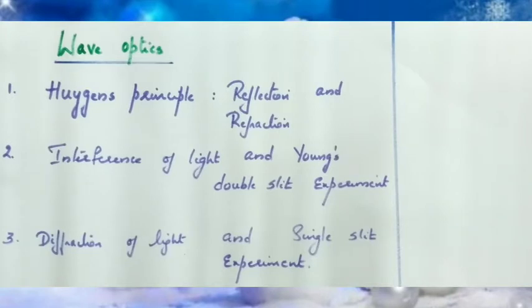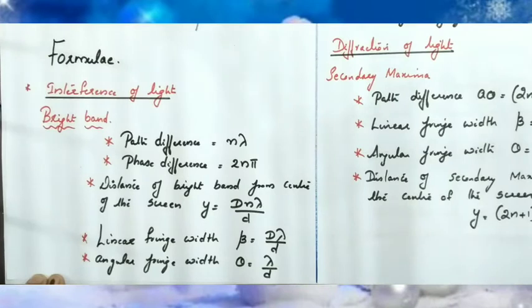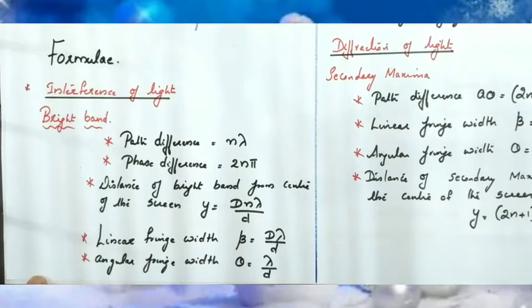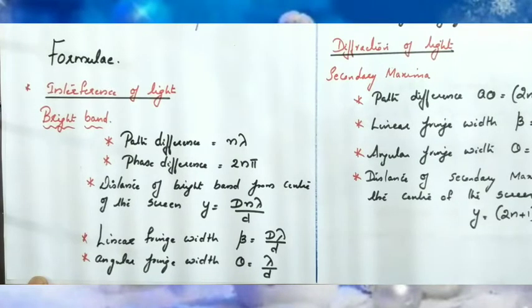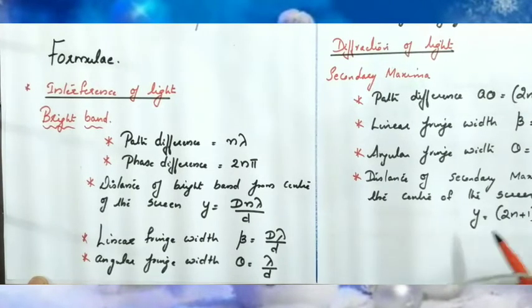Now we can see all the formulas relating to the chapter. First one, interference of light. First, bright band. We know the path difference for bright band is n lambda. Phase difference is equal to 2n pi. Distance of bright band from the center of the screen is y equals D n lambda by d. Linear fringe width is beta equals D lambda by d. Angular fringe width is theta equal to lambda by d.